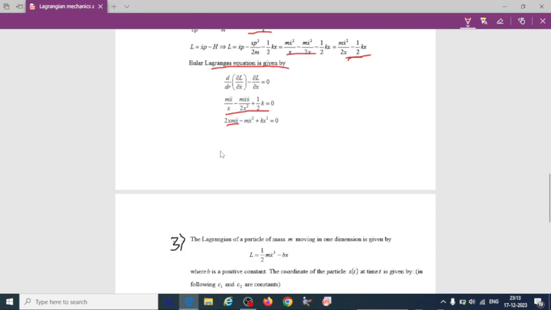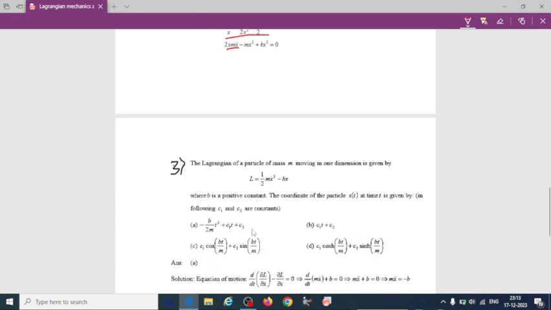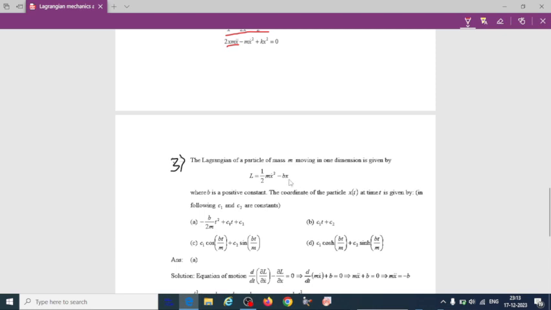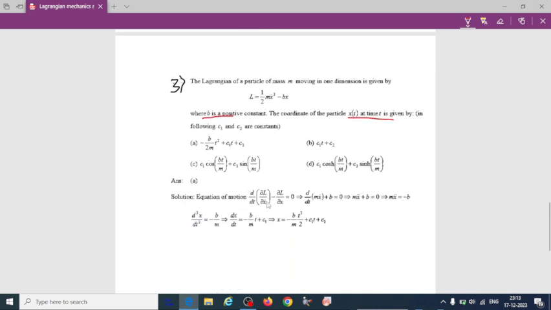Okay. So the next question here, sometimes they will ask to solve the Lagrangian and Hamiltonian. So the Lagrangian of a particle of mass m moving in one dimension is given by, where b is a positive constant. The coordinate of the particle at time t is given by. So you need to find out the coordinate, that is x as a function of t. So let us try to solve it.